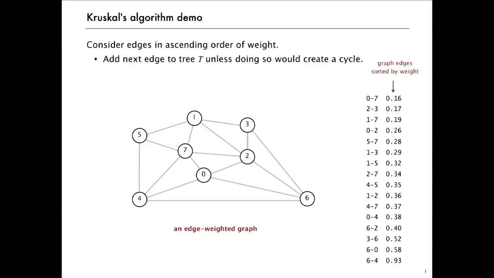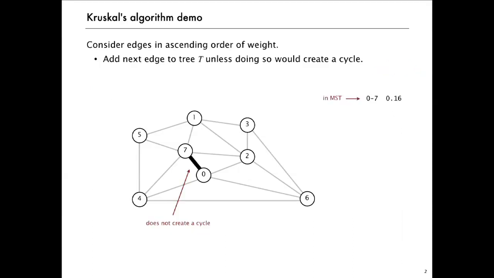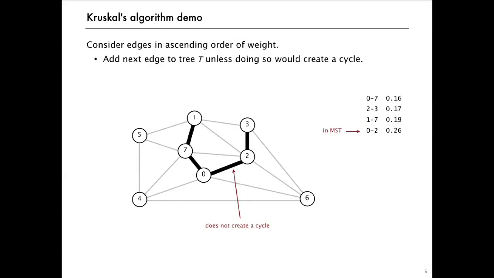Okay, so we have the edges sorted by weight, and we're going to take them in ascending order of weight. The smallest edge is in the MST, and so we add that to the tree. It doesn't create a cycle. Next smallest edge is 2-3. That doesn't create a cycle. Next one is 1-7. That's fine. Next one is 0-2. Next one, 5-7.